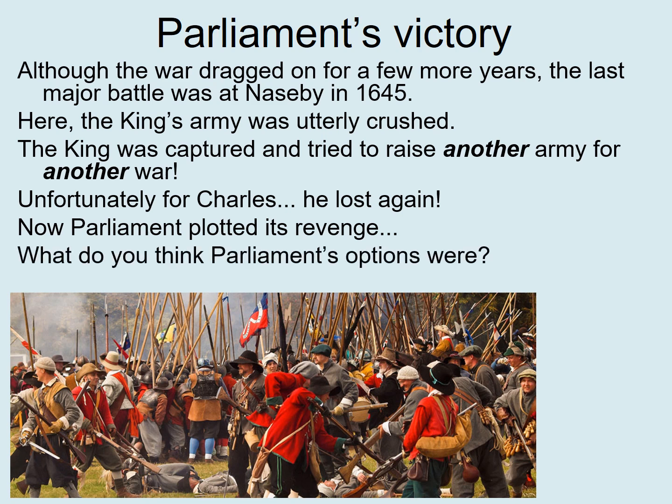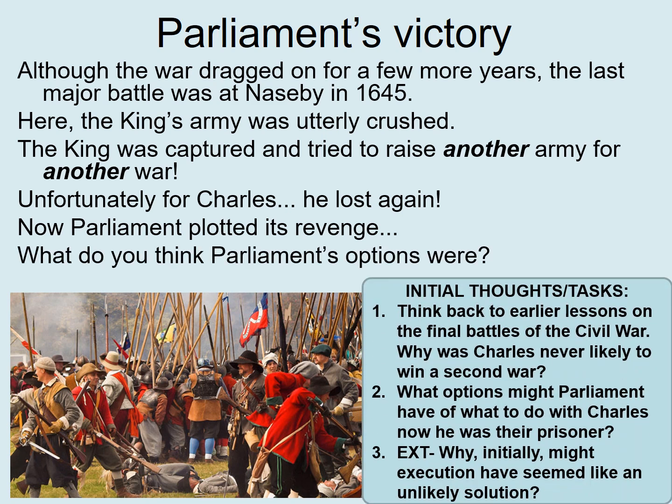What do you think Parliament's options might be? Complete these tasks. Think back to earlier lessons or your existing knowledge on the English Civil War, especially that relating to the final battles. Why was Charles never likely to win a second war? Secondly, what options might Parliament have of what to do with Charles now that he was their prisoner? And lastly, why, initially, might execution have seemed like an unlikely solution to Parliament's problem of what to do with the King? Pause the video here and answer those questions. Press play when you're ready to continue.